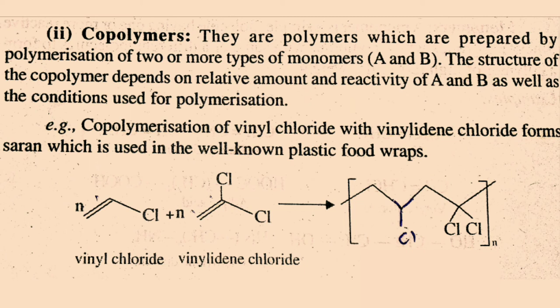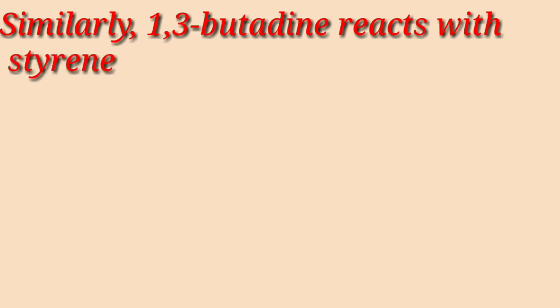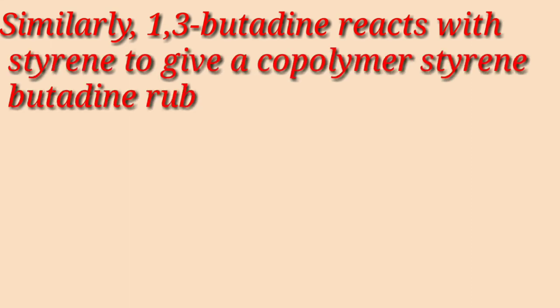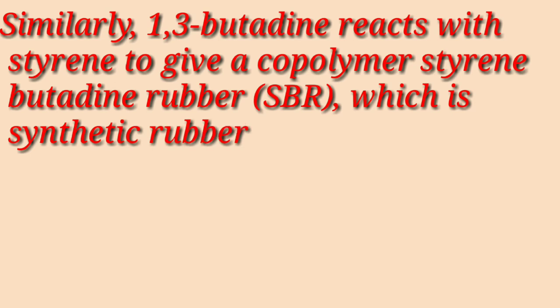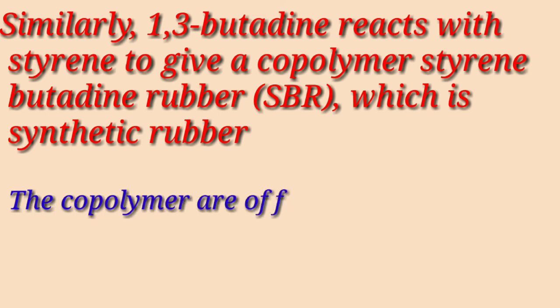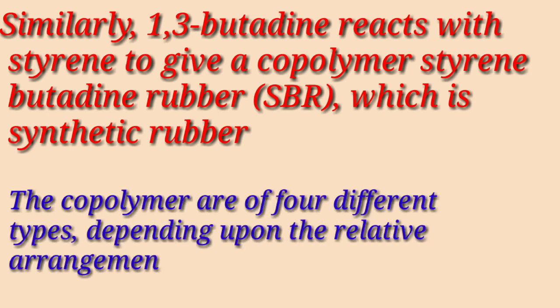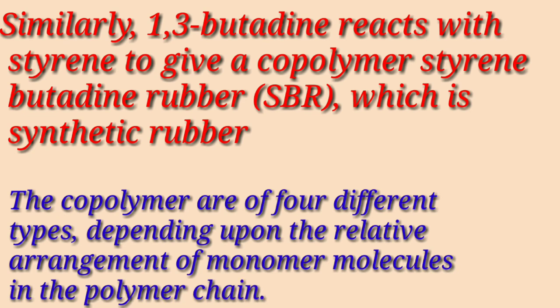conditions used for polymerization. For example, consider the copolymerization of vinyl chloride with vinylidene chloride, which forms saran, which is used in the well-known plastic food wraps. Students, 1,3-butadiene also reacts with styrene to give a copolymer styrene butadiene rubber, SBR, which is synthetic rubber. Further, the copolymers are of 4 different types, depending on the relative arrangement of the monomer molecules in the polymer chain.